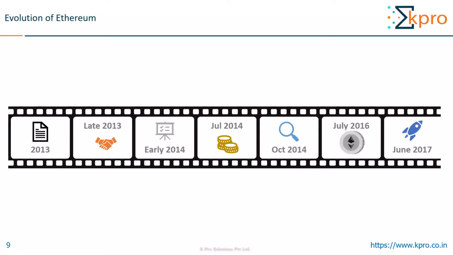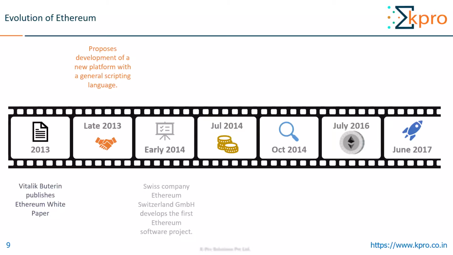Now let us see the evolution of Ethereum. In 2013, Vitalik Buterin publishes the Ethereum white paper. In late 2013, he proposed development of a new platform with a general scripting language. In early 2014, the first Ethereum software project was developed by a Swiss company. In July 2014, Ethereum launches a pre-sale of Ether tokens to the public. In October 2014, it got permission to create 5 Ethers for every block mined.